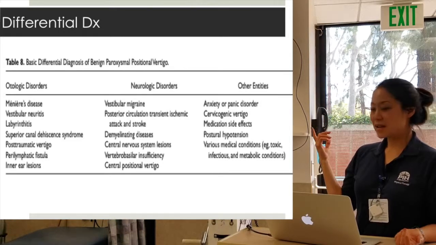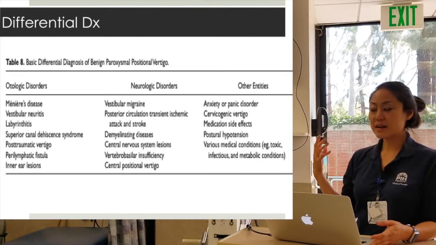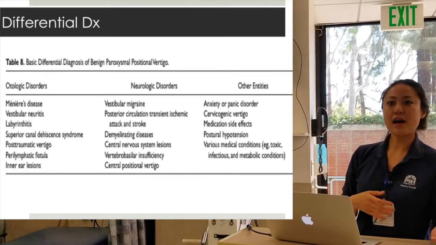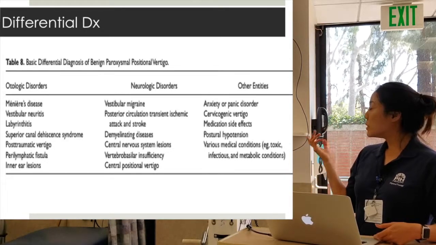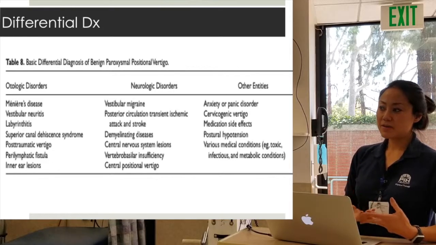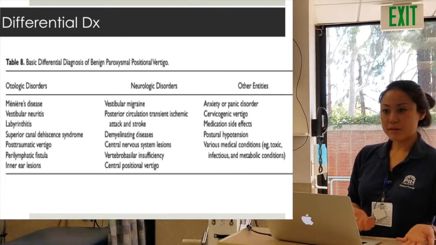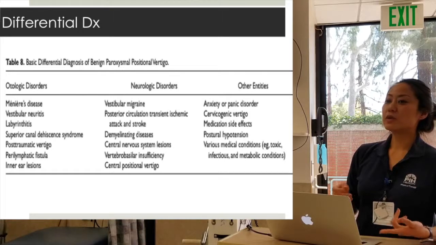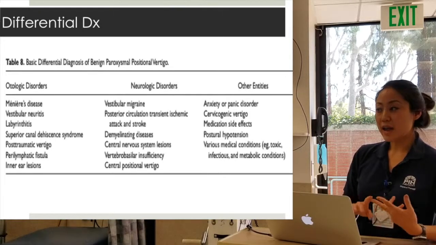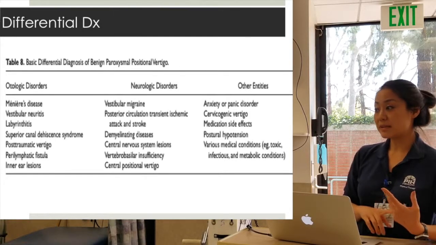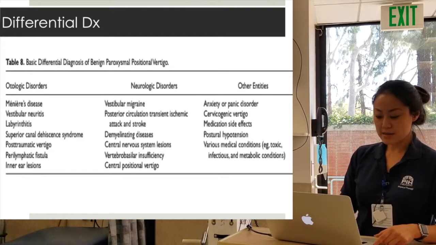Some of these, there's really nothing much we can do, and it's important to recognize that earlier so that we're not wasting their time and money. Some of them we can still help. Even if it's not BPPV, it still might be vestibular hypofunction, and we can still work on vestibular rehab. We can work on balance, proprioception, gaze stabilization. That can still help their balance.